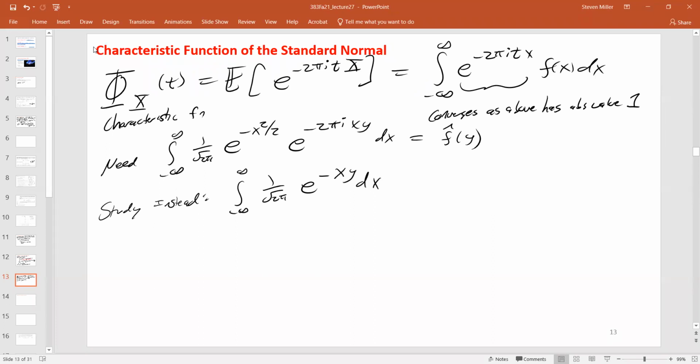Oops, I dropped the e to the negative x squared. E to the negative x squared over 2. So this is just the integral from minus infinity to infinity, 1 over square root of 2 pi e to the negative 1/2 x squared minus 2xy plus y squared minus y squared dx. I just completed the square. Can we handle this integral?